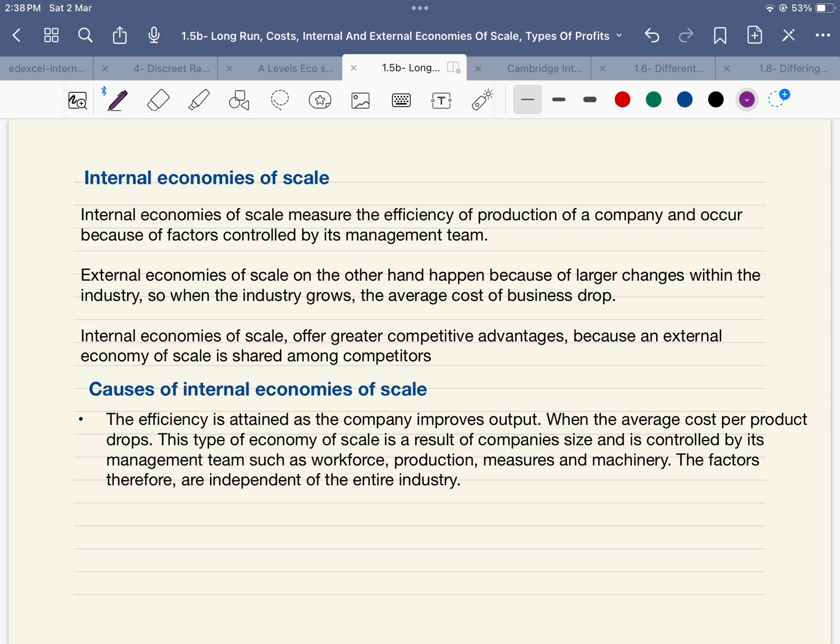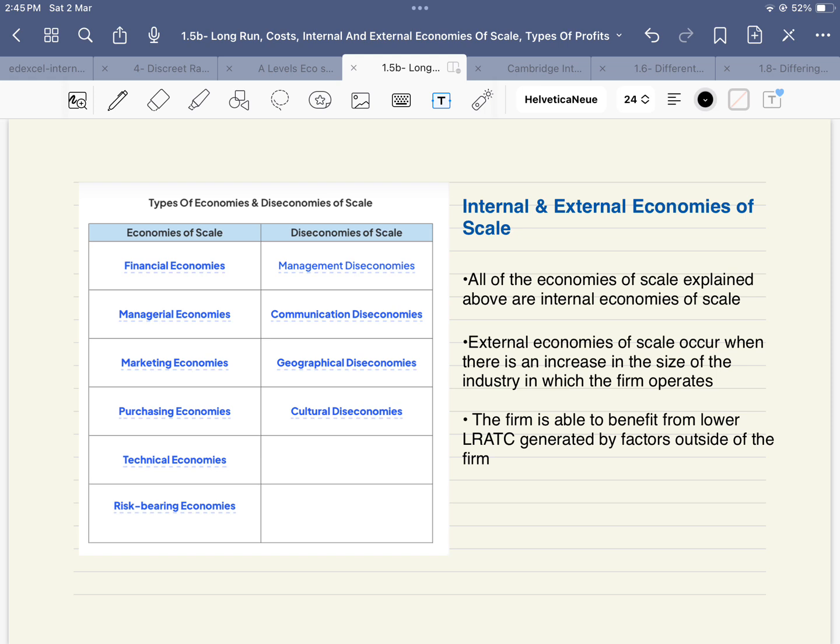This type of economy of scale is a consequence of the company's size and is controlled by its management team, such as workforce, production measures, and machinery. The factors, therefore, are independent of the entire industry. Technical and purchasing economies of scale are examples of internal economies of scale.